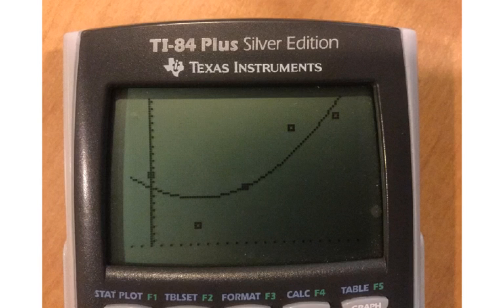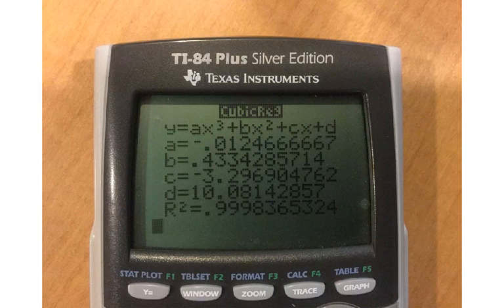Well, does it seem to hit all the points? Not so much. So maybe this data isn't quadratic. Now let's try cubic. Again, you should know where these regression equations are. They're always in the same place. They're under stat calc. Number 6 now is going to be cubic regression.